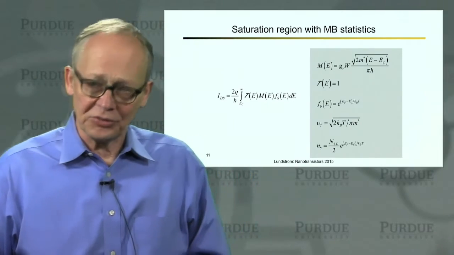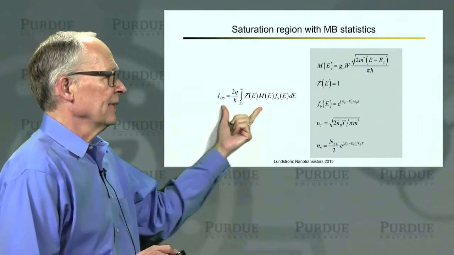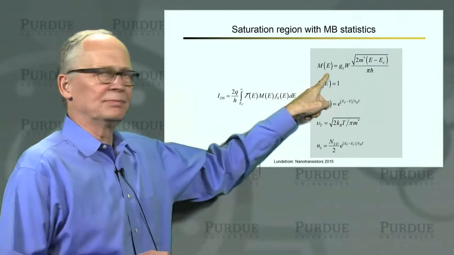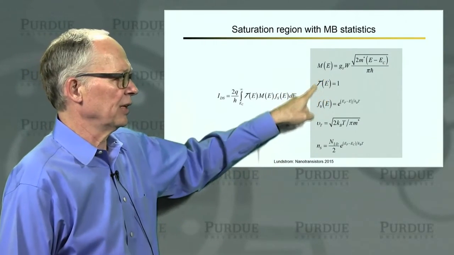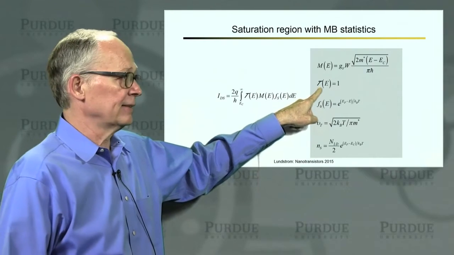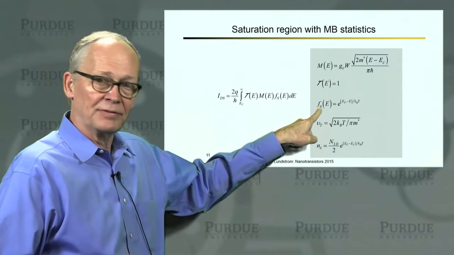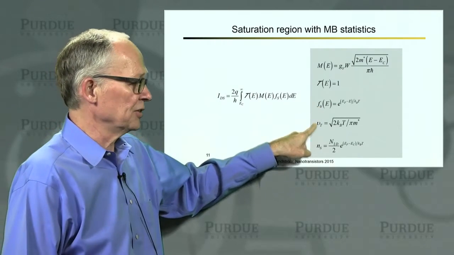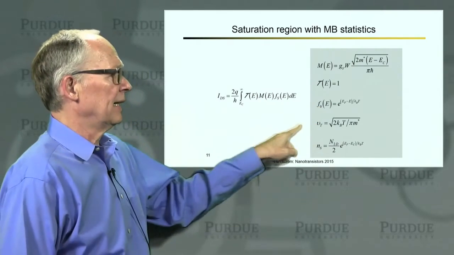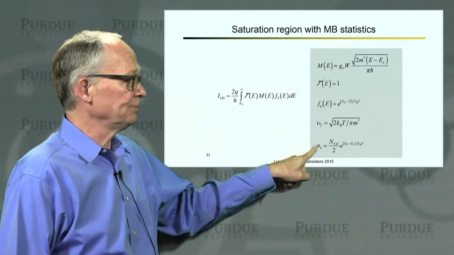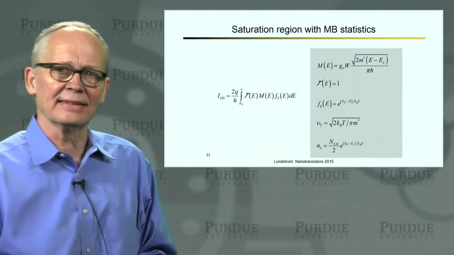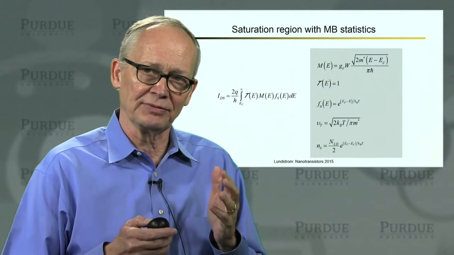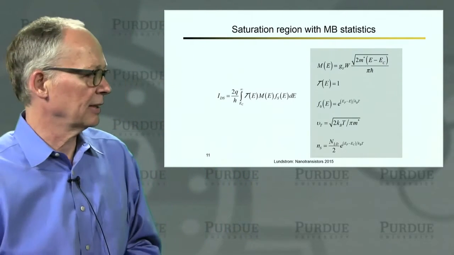All right, so this is the integral we need to work out. Again, we know everything inside the integral. We know the number of channels as a function of energy. It's a ballistic device. The transmission is 1. The Fermi function is being approximated with an exponential because we're assuming non-degenerate statistics. The thermal velocity will pop out again, and the electron density is simply related exponentially to the location of the Fermi level with respect to the bottom of the conduction band.